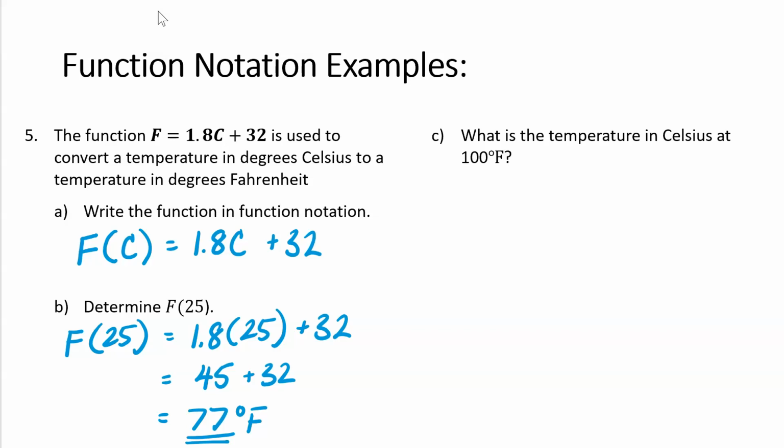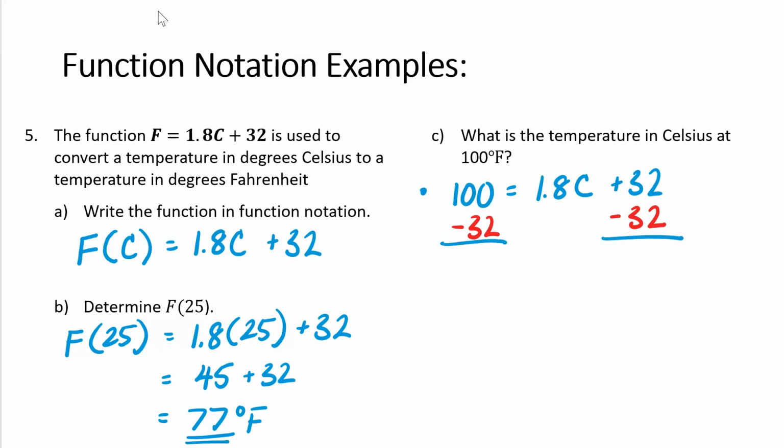Part C, what's the temperature in Celsius at 100 degrees Fahrenheit? Now your F is 100, and you want to determine what the C value is. So you start with that equation, get rid of the 32 by subtracting it. Whatever you do on one side, you have to do on the other side. So on the right side of the equation, you have 1.8 times C. On the left side of the equation, 100 minus 32 is 68.